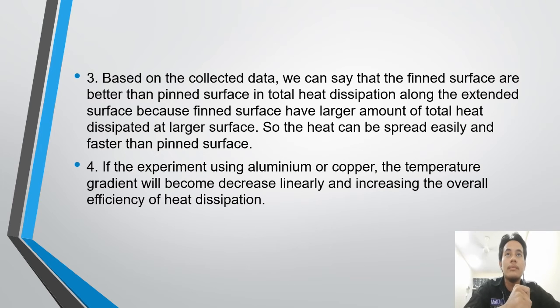My name is ADIE ZULFIKRI bin MAZLAN. So I will continue the discussion. Number 3, based on the collected data, we can say that the fin surface is better than the pin surface in total heat dissipation along the extended surface, because the fin surface has a larger surface for heat dissipation. So the heat can be spread more easily and faster than on the pin surface. The answer to number 4: if the experiment uses aluminium or copper, the temperature gradient will decrease linearly, increasing the overall efficiency of heat dissipation.